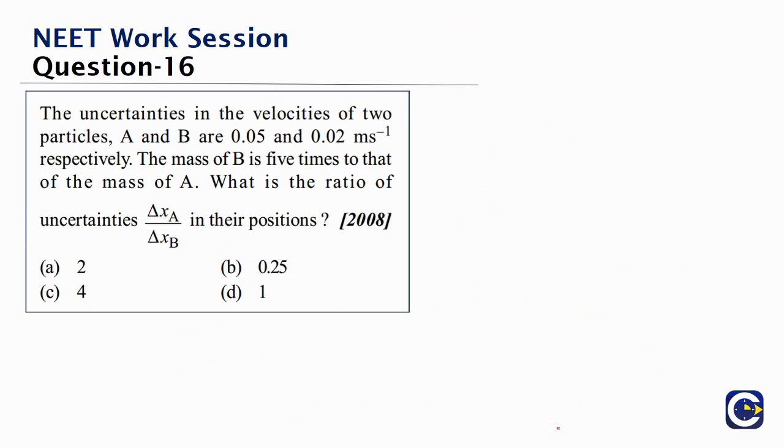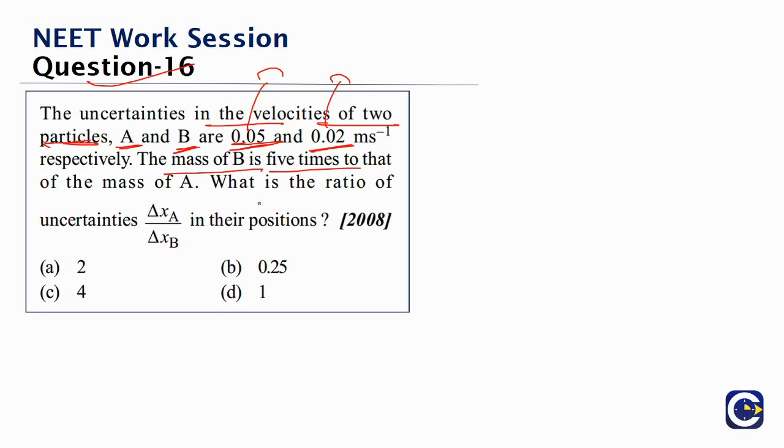This is a question based on the Heisenberg's uncertainty principle. Okay, so this is also a question that has come in one of the previous years. The uncertainties in the velocities of two particles, particles A and B, are given to us. What are the uncertainties in their velocities? 0.05 and 0.02 respectively. The mass of B is 5 times that of mass of A. Means what is the mass of B? It is 5 times heavier than mass of A.